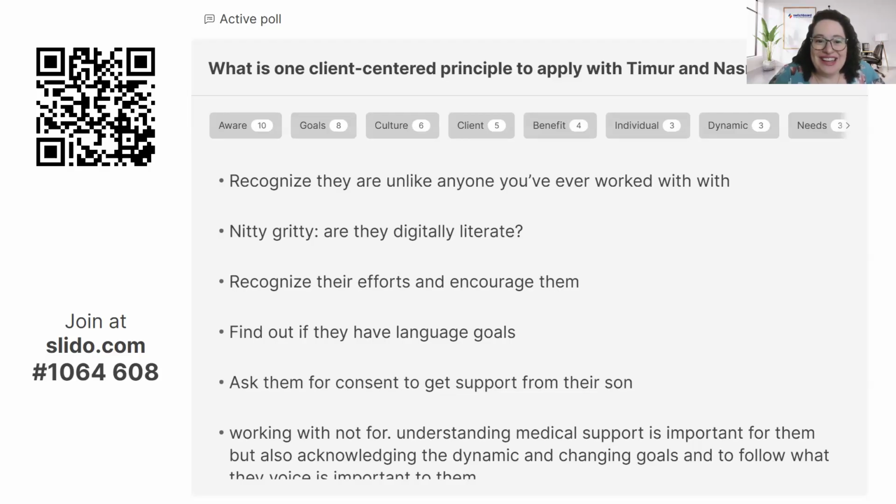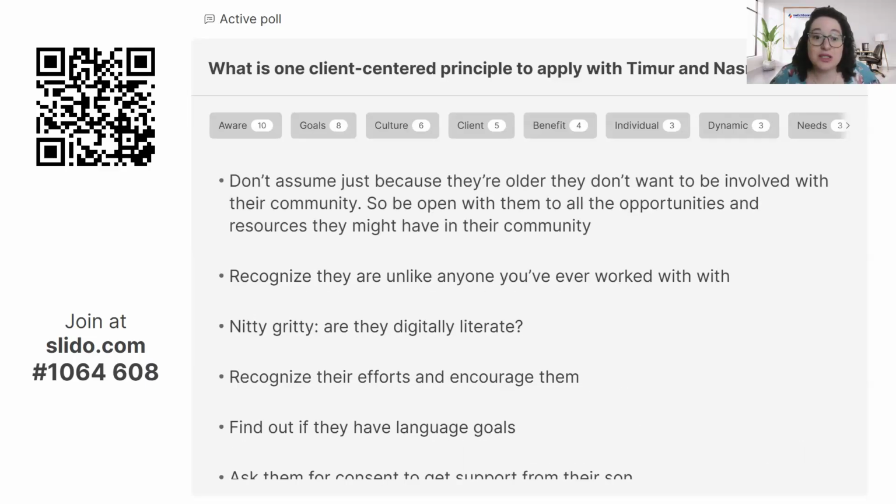Love this nitty gritty. Are they digitally literate? Okay, so can they engage in digital services or in remote case management? What does that look like? Can you text with them?